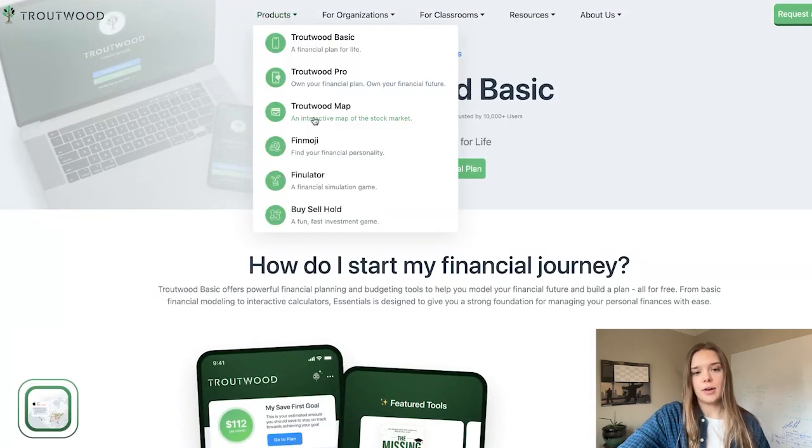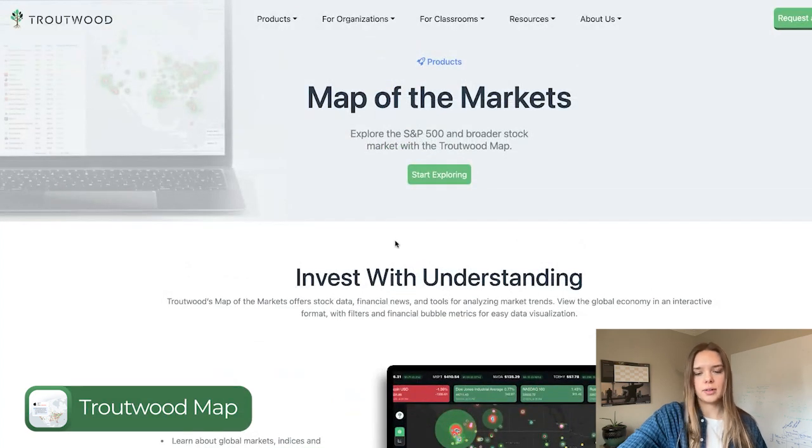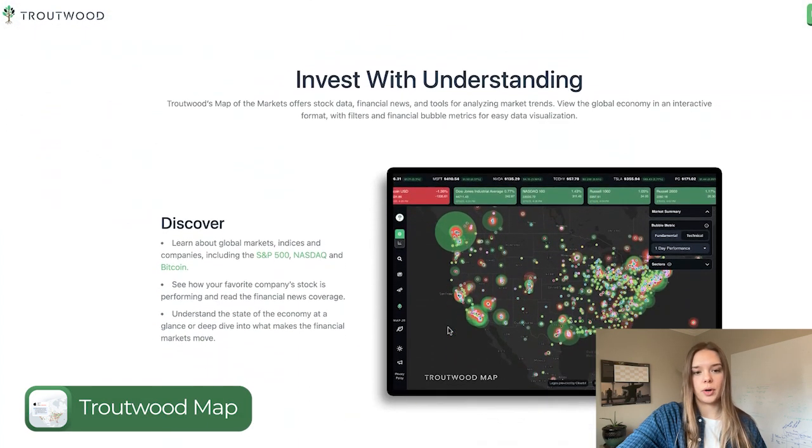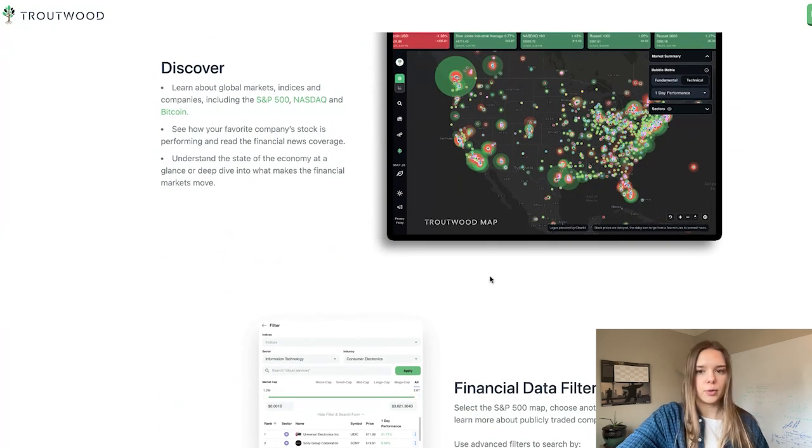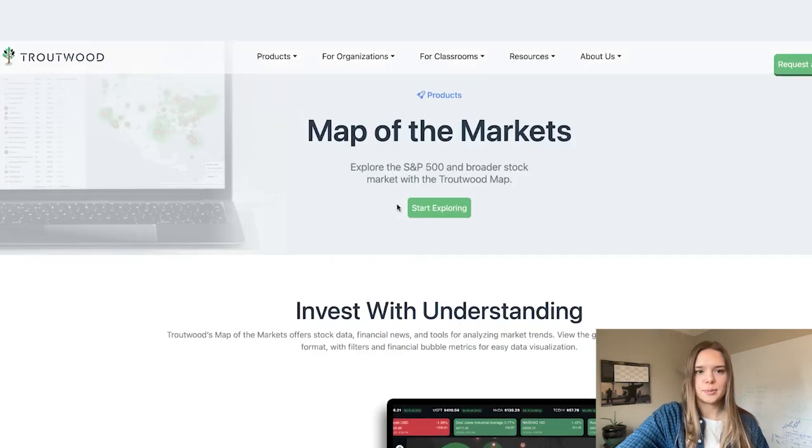And then we also have the Troutwood Map. So this is our interactive stock market map where you can explore different companies, different sectors, and do so in a geographical manner. So it's super visual, it's super fun. It's almost like exploring Zillow or Google Maps, except for finance.